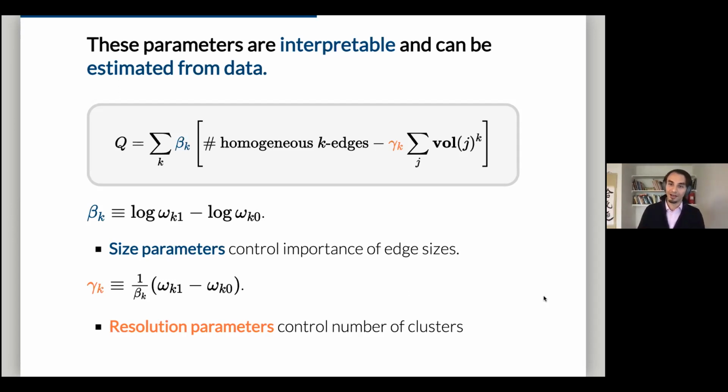The resolution parameters gamma control the number of clusters. So these are exactly analogous to the resolution parameters that we saw earlier. Larger gamma means more clusters, and you can vary these independently according to the hyperedge size. Again, you don't have to set these a priori. You can estimate them from data in an expectation maximization type scheme.